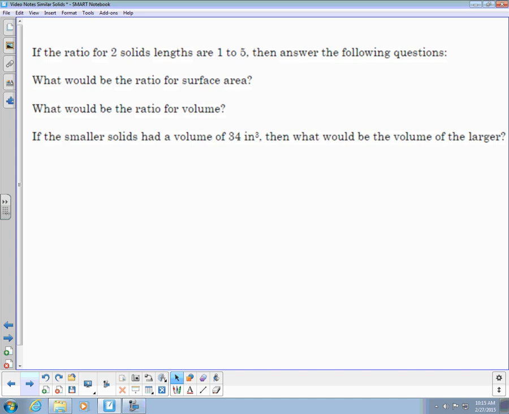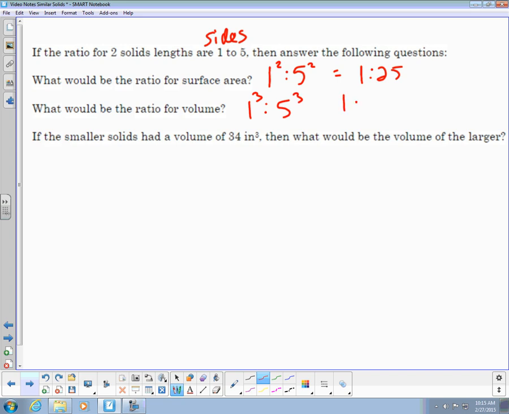Well, if this is for sides, then all I have to do is say 1 squared to 5 squared, which would equal 1 to 25. What would the ratio be for volume? Well, that's the side ratio cubed. So that would be 1 to 125. So those are my two ratios. So I now have three ratios. I have 1 to 5, I've got 1 to 25, and 1 to 125.